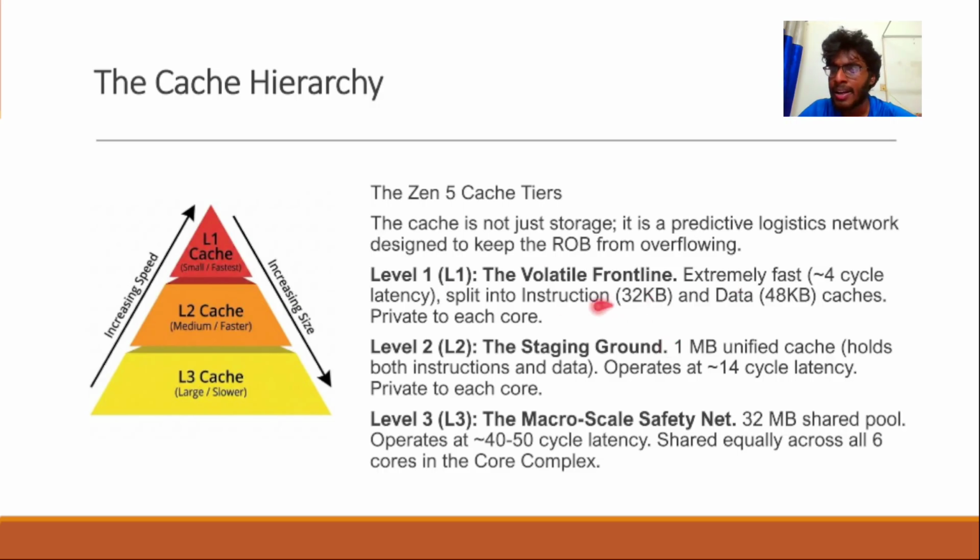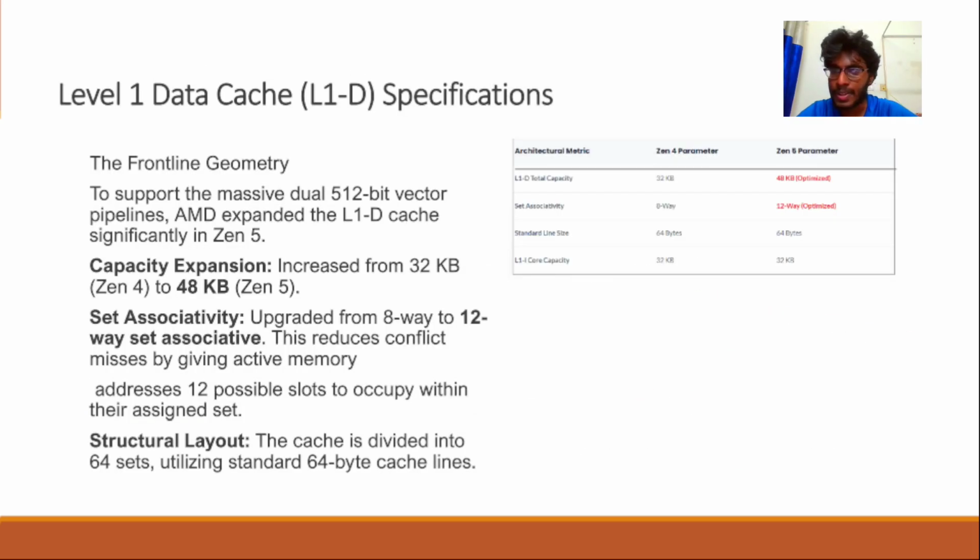L1 has a split cache system, where the instruction cache has 32 KB and the data cache has 48 KB. Moving to the next one.